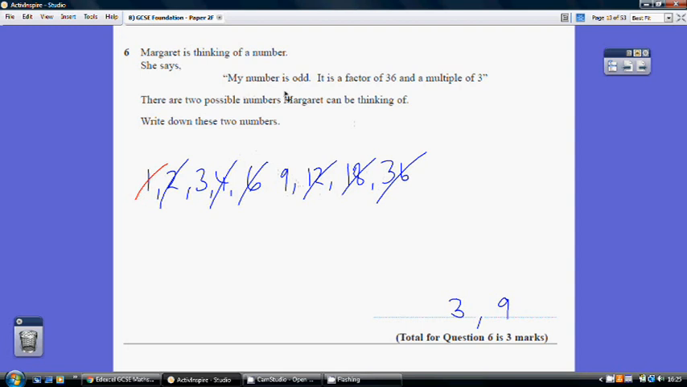Now my number is odd, so I've straight away gone and crossed off the factors that are not odd. So I've got rid of the 2, the 4, the 6, the 12, the 18 and the 36. And I'm also told that it's a multiple of 3. So that means it's in the 3 times table. So that gets rid of the 1. So that just leaves me with the 2 possible numbers of 3 and 9.